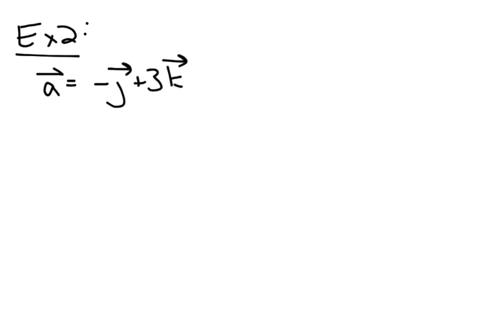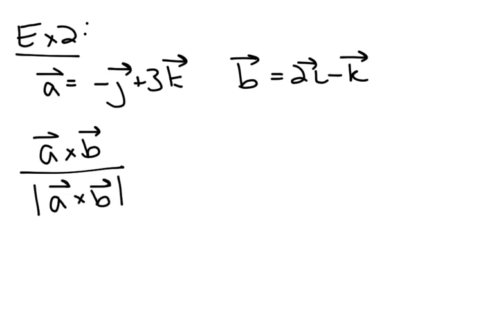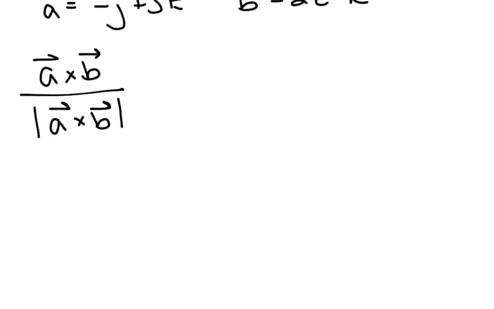So let's do another example. In example 2, vector A is going to be negative j plus 3k, and vector B is going to be 2i minus k. I want to find a unit vector that is orthogonal to the plane containing these two vectors. In order to do that, we're going to do the cross product of A and B and divide it by the magnitude of the cross product. So basically I need to find the cross product and then I need to figure out what its magnitude is and just divide it.